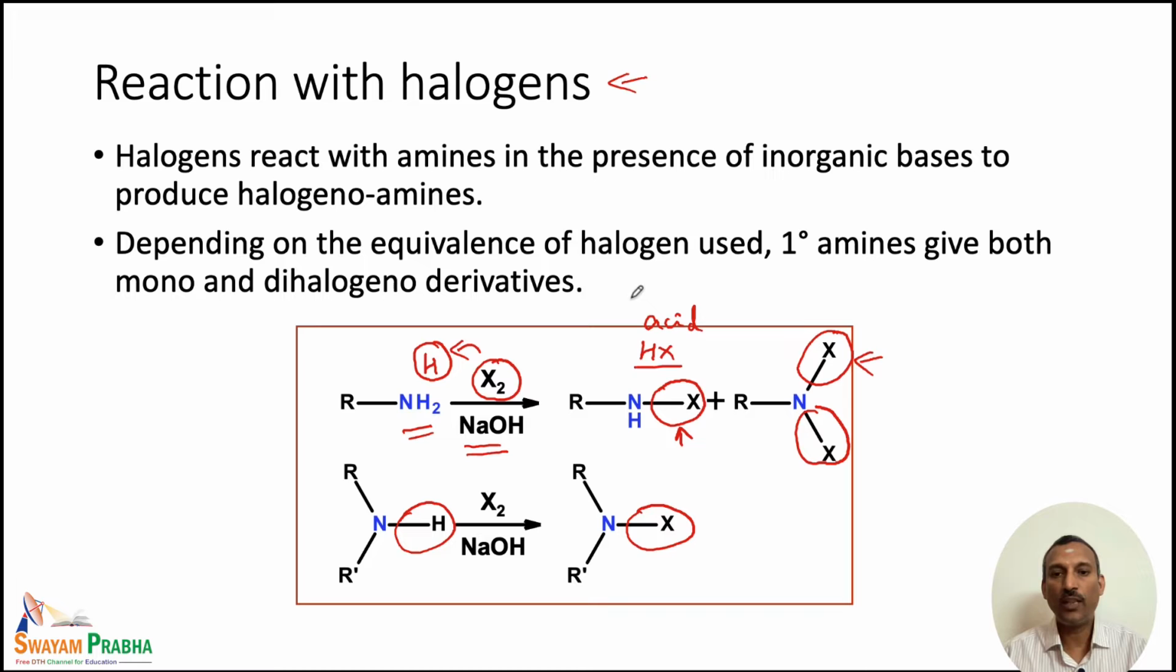This is very similar to the acylation reaction. In the acylation reaction also we had seen, if you use a primary amine, we end up with a monoacyl derivative or a diacyl derivative. And if you use a secondary amine, we end up with a monoacyl derivative. Similar to that, the halogen reaction is also very similar.